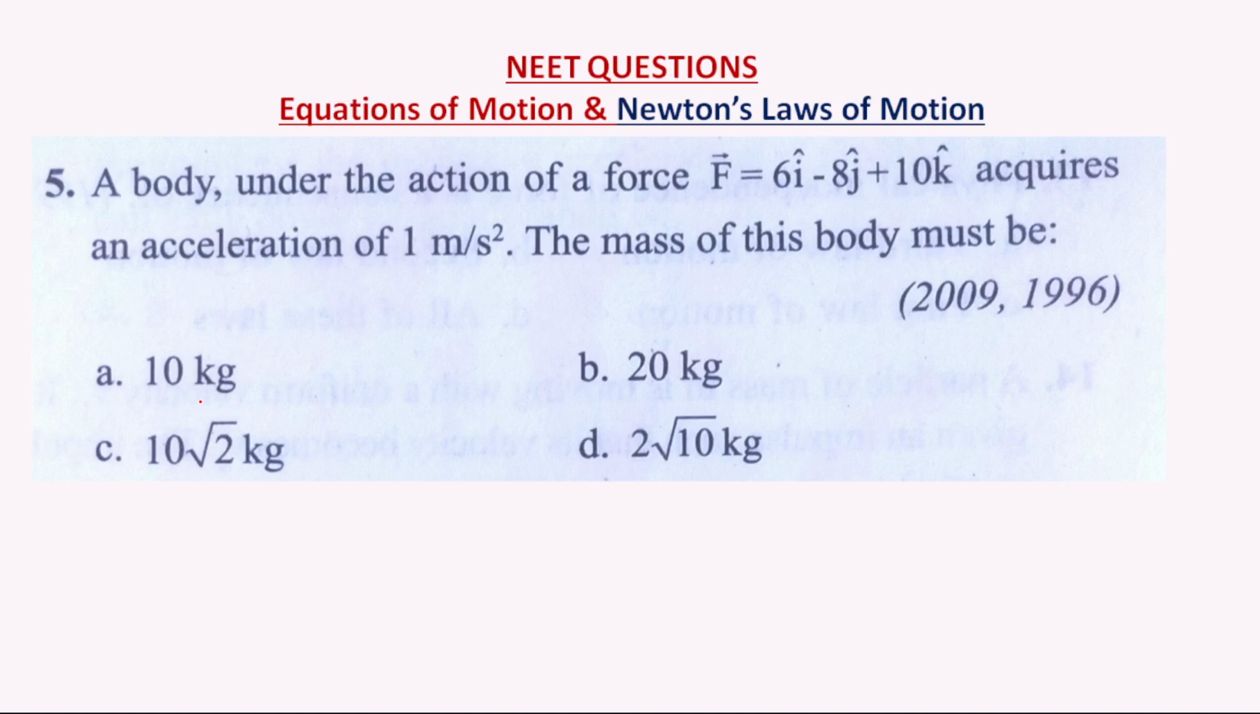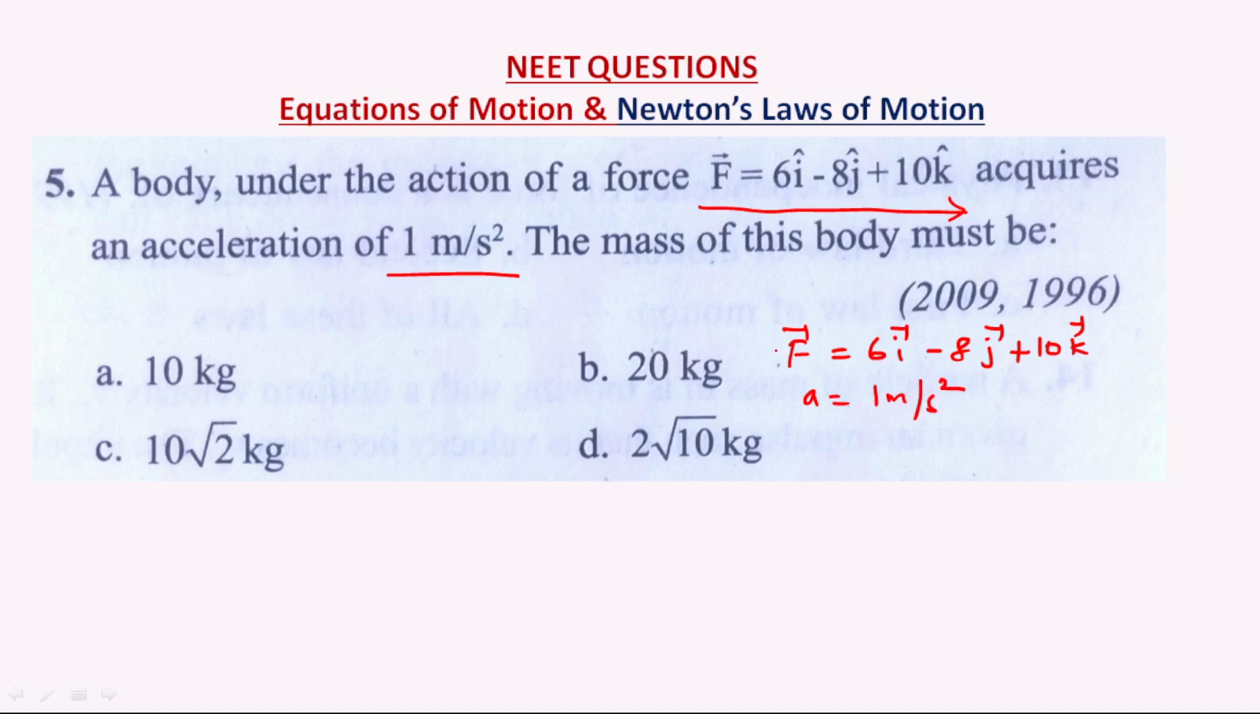Okay, question number 5. A body under the action of a force, F, given in vector notation as 6i minus 8j plus 10k, acquires an acceleration of 1 meter per second square. So acceleration a is also given to us, that is 1 meter per second square, and we need to find the mass of this body.